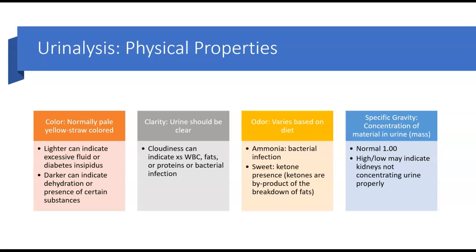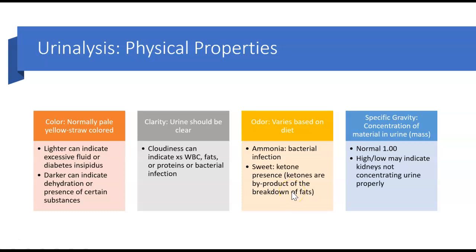If your urine is very dark yellow or orangish, that can indicate dehydration, so not enough water in your urine, or it can also indicate the presence of certain substances. We want our urine to be clear. You should be able to see through it. So any kind of cloudy urine can indicate a couple different things. Maybe that there are white blood cells in there, so signs of an infection. There might be fats, proteins, or also bacteria that makes the urine cloudy.